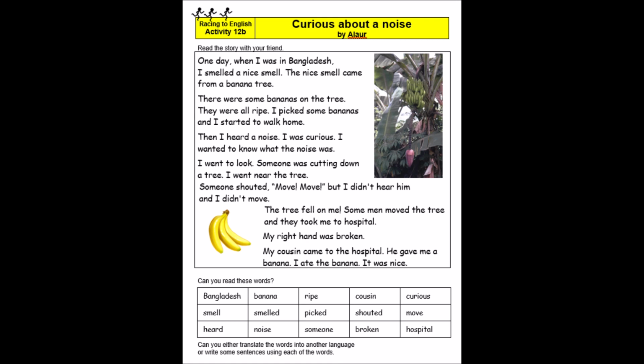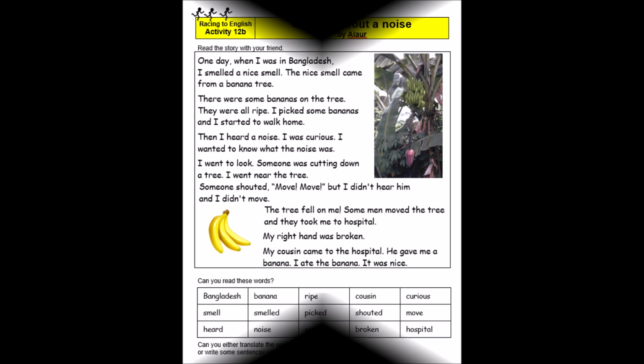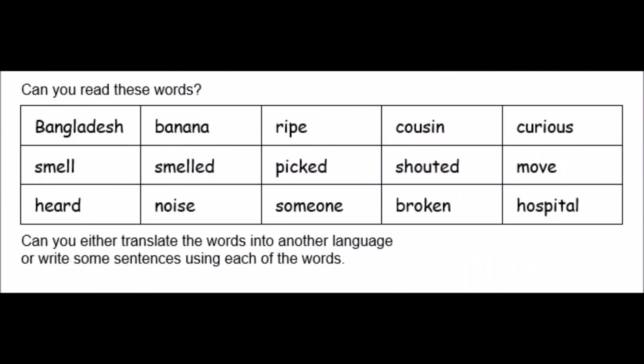So Judith has been using a story from Racing to English to prepare an online lesson for her students, and she's just reached the first exercise, which is at the bottom of this page. This exercise first asks the students to read the words, and then either to translate them into another language or to write some sentences using each of the words.